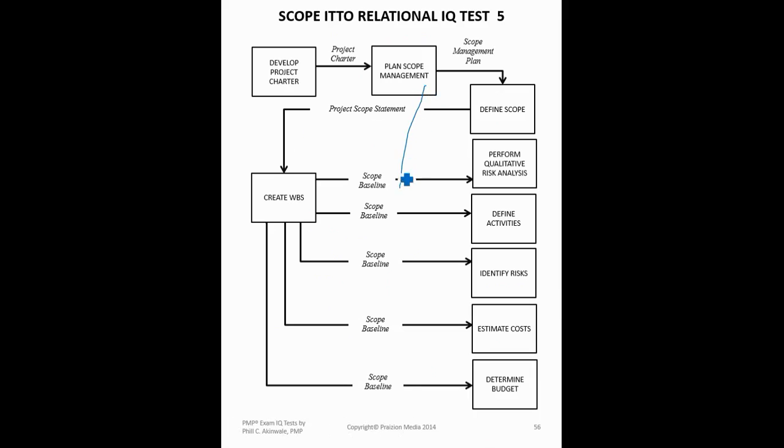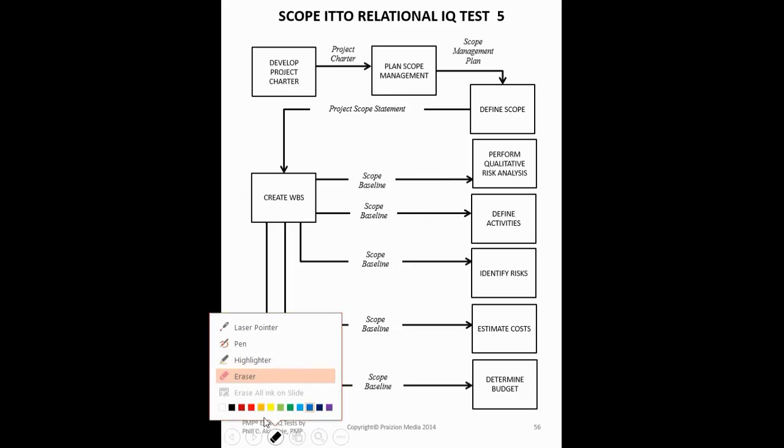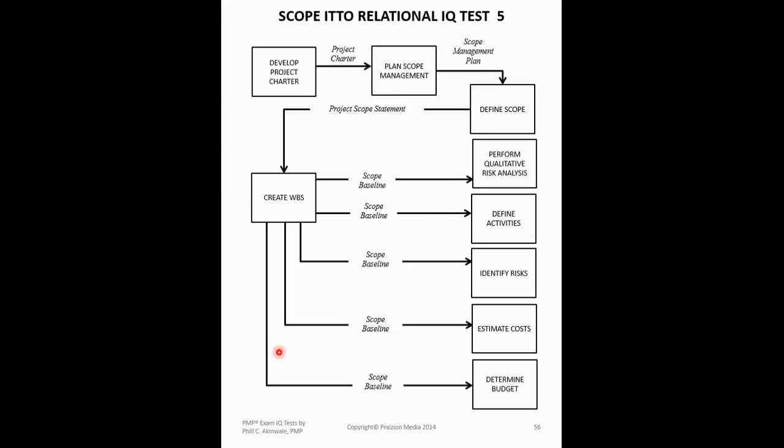Okay, let's take a look here at what exactly is happening one more time with define activities. So the define activities process is fed, first of all, the scope baseline, as you can see there. And again, this is from my book, the book titled PMP Exam IQ Test Workbook. And you can see here the interrelationships that are illustrated in this book.